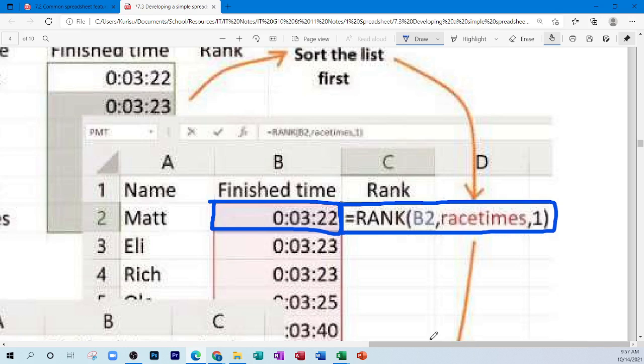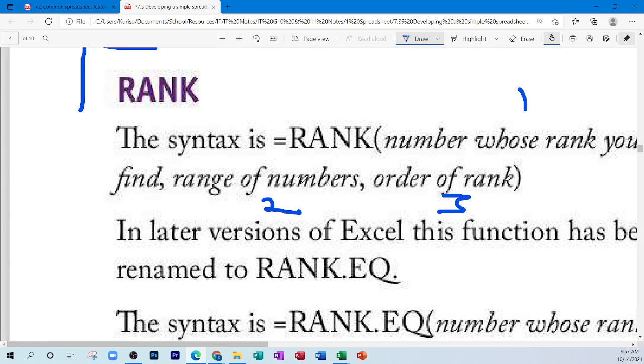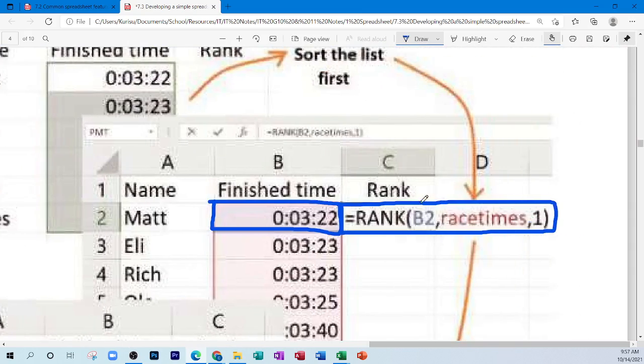The second part of the syntax is the range of numbers. We have to compare it now to the group of numbers, or the group of persons that run. It's like if 10 persons are running in a race and Ramona is one of them, she is the one we are looking at. That's the first part of the syntax. The second part is the entire 10 persons. We have to compare her to those 10 persons so that we can know what position she is in.